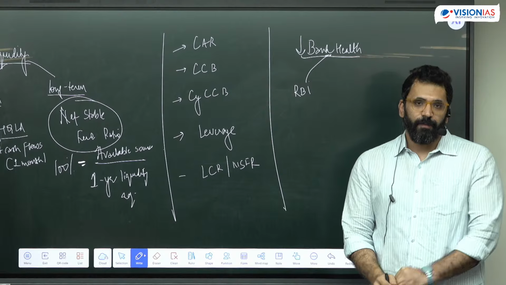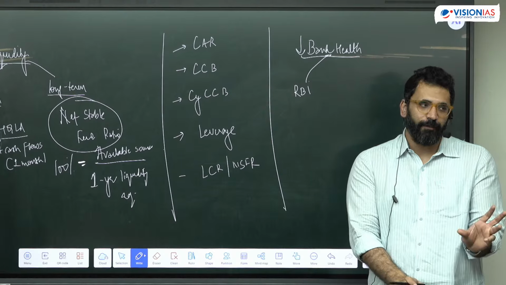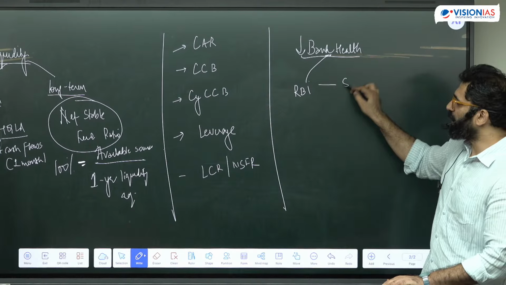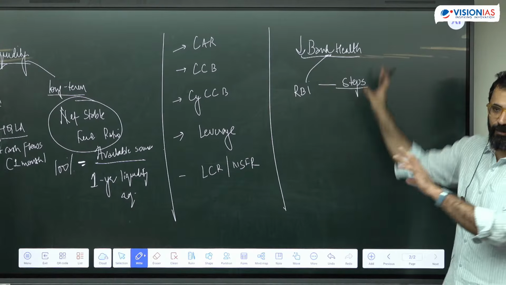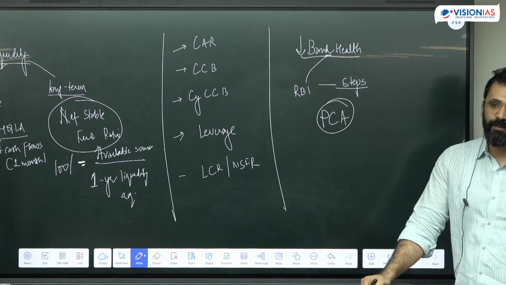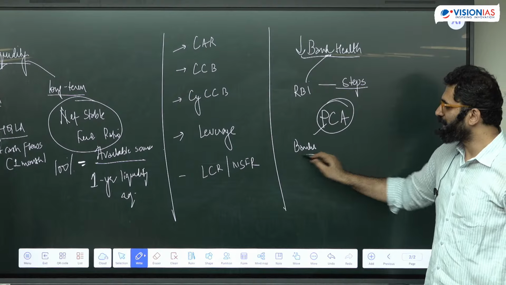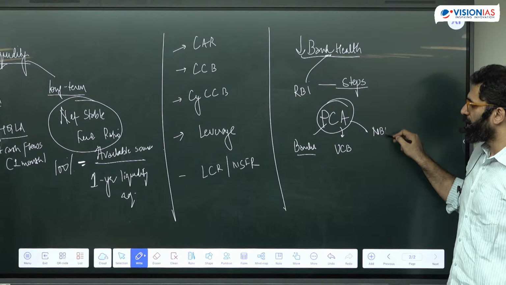Why do I need this? Because I don't have to wait for them to enter a crisis. I will have to monitor them and see how their health is deteriorating. Based on this, I have to give certain corrective steps. This particular mechanism is called prompt corrective action. This prompt corrective action exists for banks, exists for urban cooperative banks, and exists for NBFC.